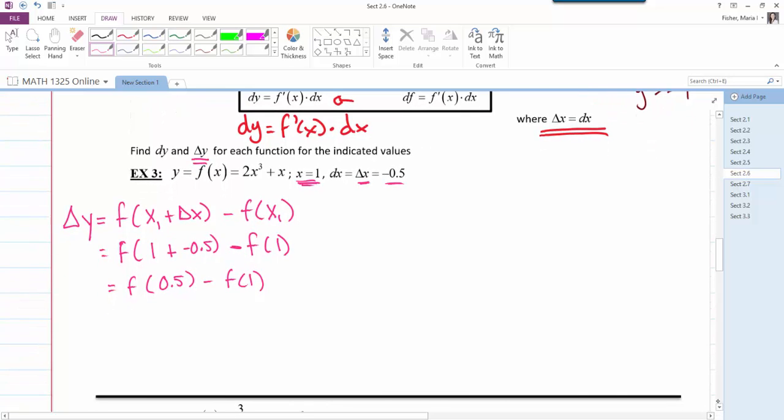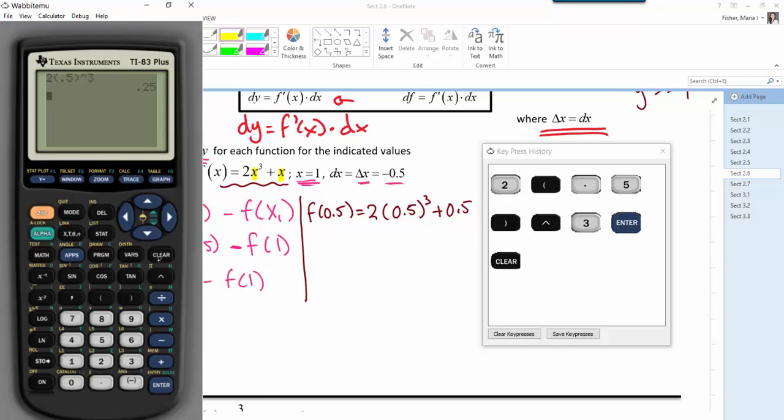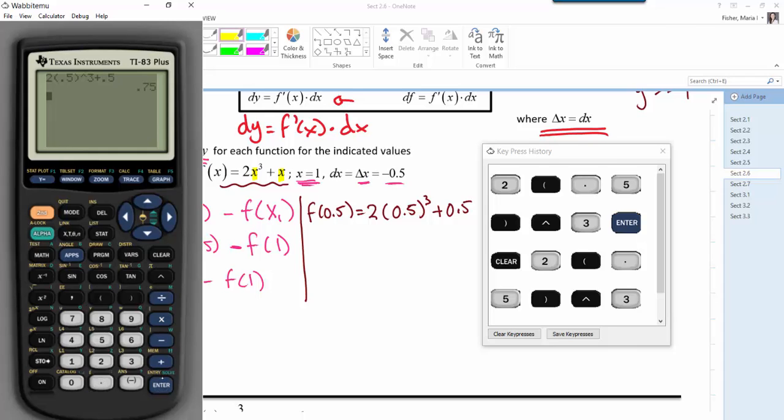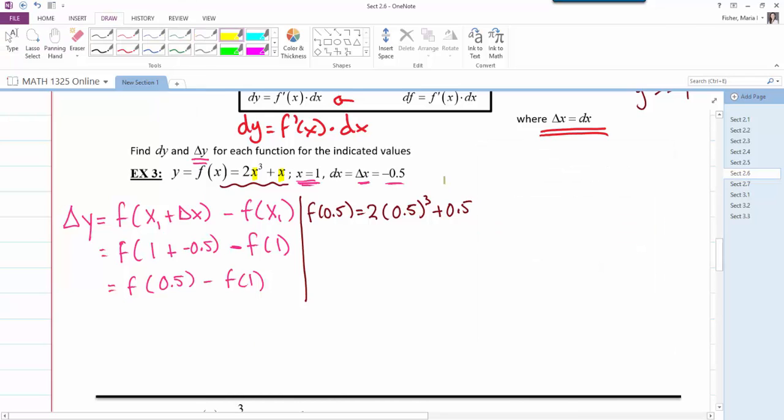So I need to figure out what these two things are. So on the side here, well, f of 0.5, all we need to do is plug it into our given function. So f of 0.5 is going to be whatever 2 times 0.5 cubed plus 0.5 is, because we need to plug it into every x in our given function. So just grabbing a calculator to figure that out. So 2 times 0.5 to the third plus 0.5 gives us 0.75. So this is going to equal 0.75.